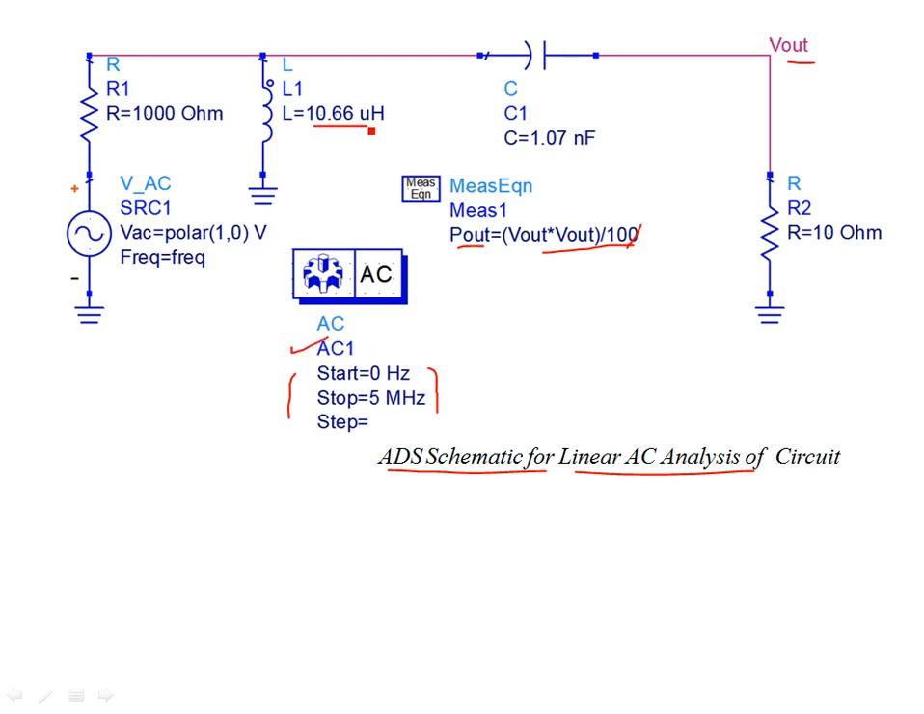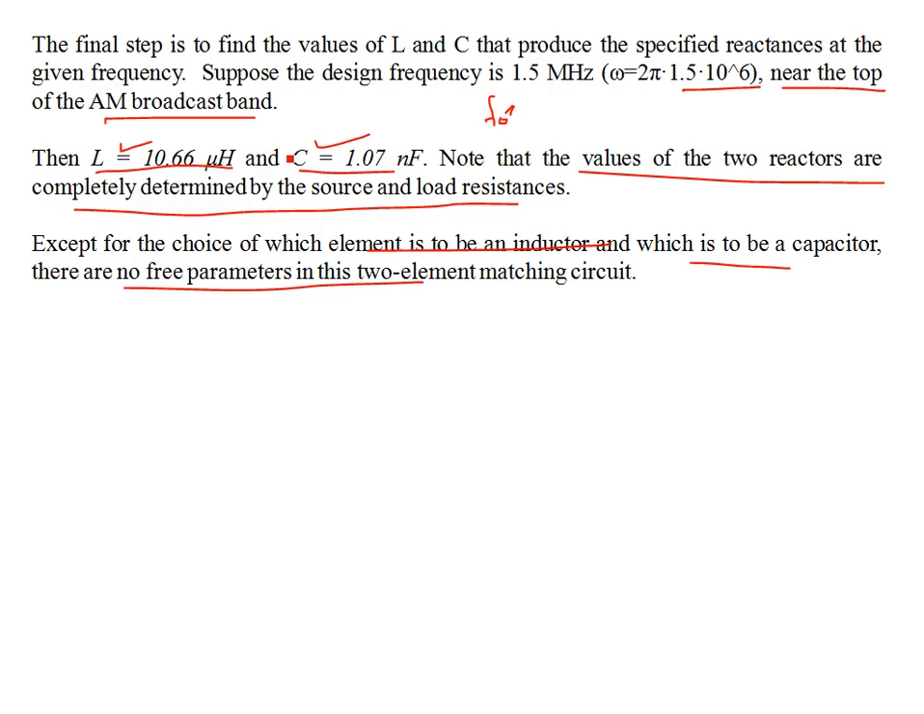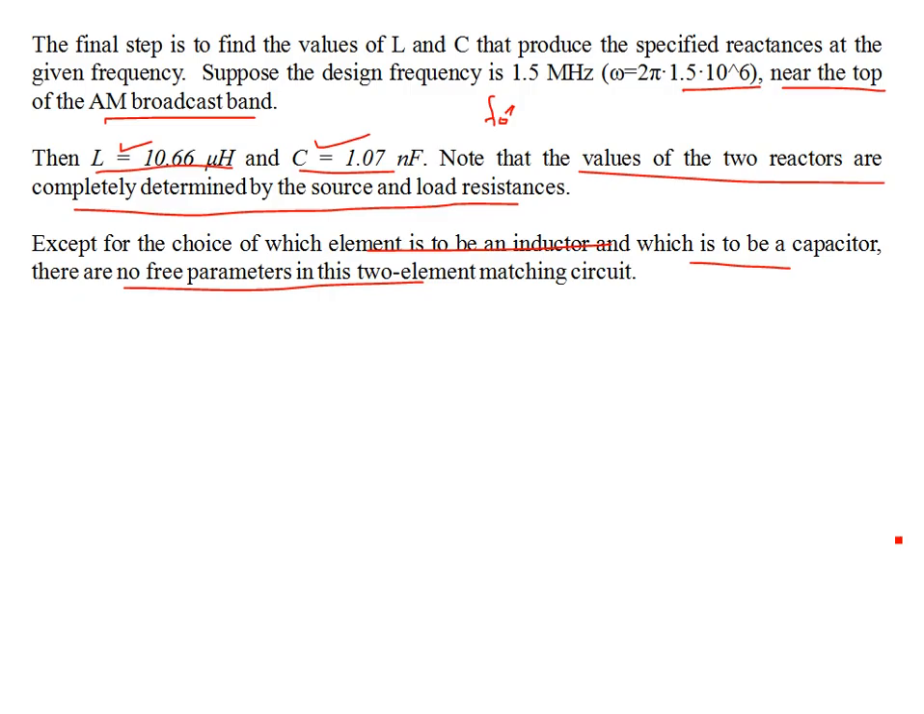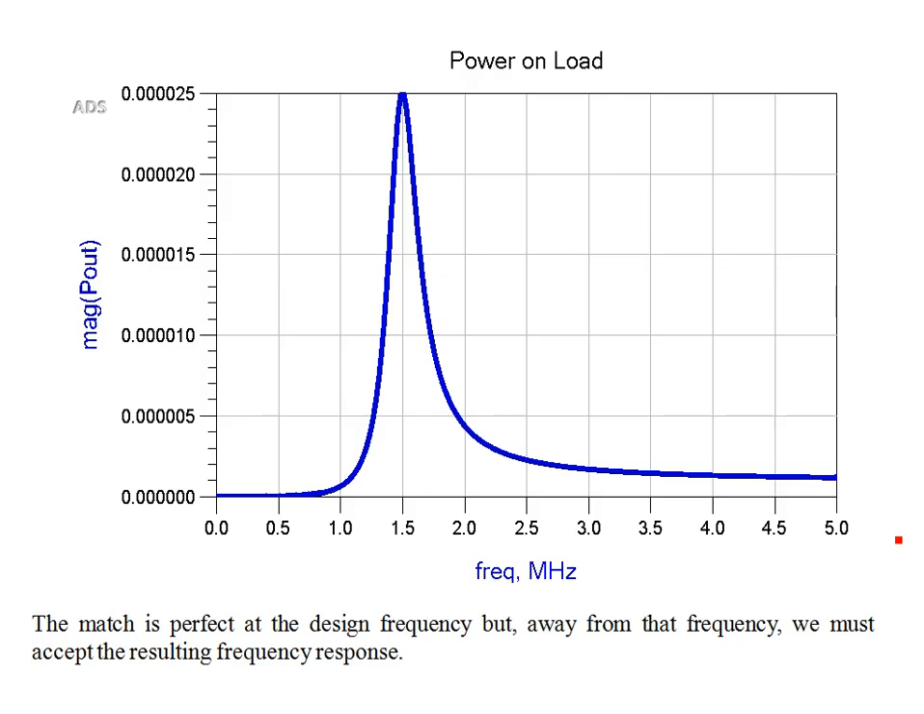Okay, this is my inductance and capacitance L matching. This is my L matching network. Okay, and I'm interested to match a 1000 ohm source with a 10 ohm resistor. So basically this is the same story. We have a 1000 ohm source with a 10 ohm resistor. So these are the results of the linear circuit analysis.